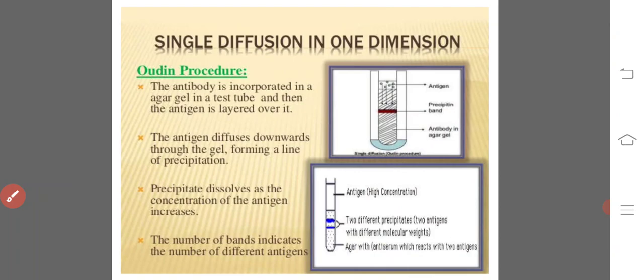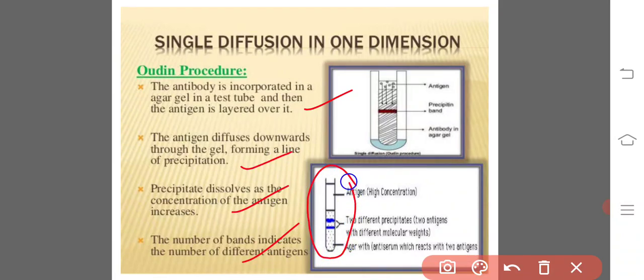Single diffusion in one dimension. Here, the antibody is incorporated in an agar gel in a test tube and then antigen is layered over it. The antigen diffuses downwards through the gel, forming a line of precipitation. The precipitate dissolves as the concentration of the antigen increases. The number of bands indicates the number of different antigens in the test tube.